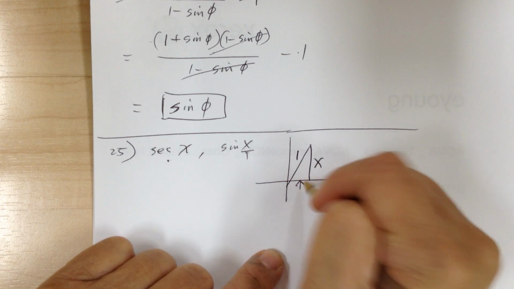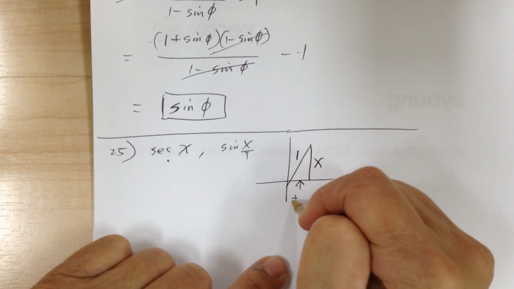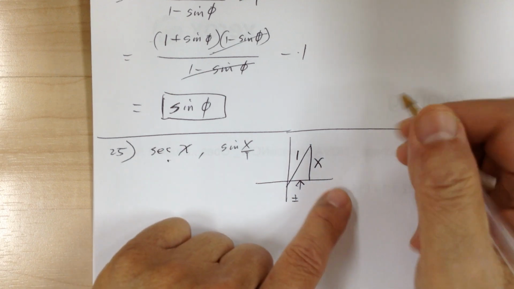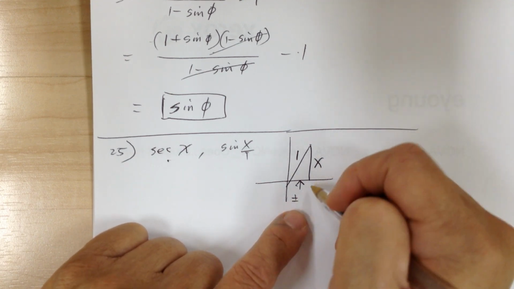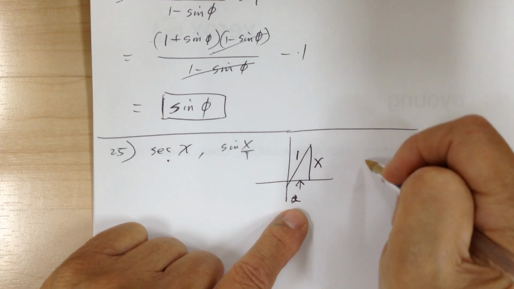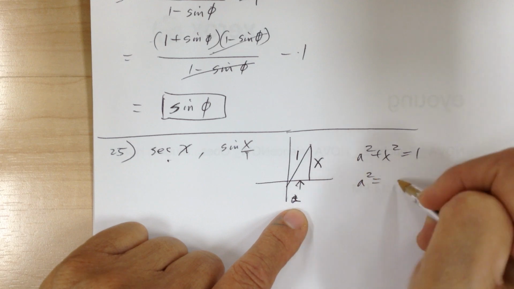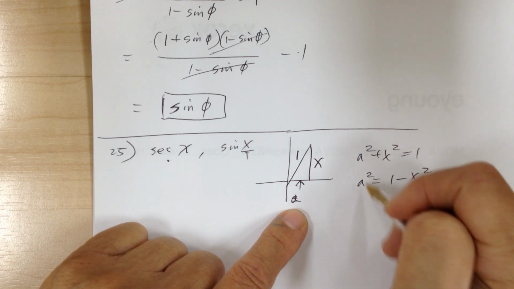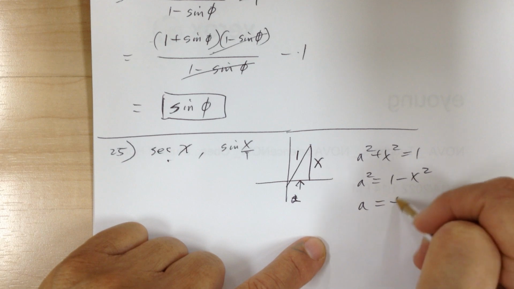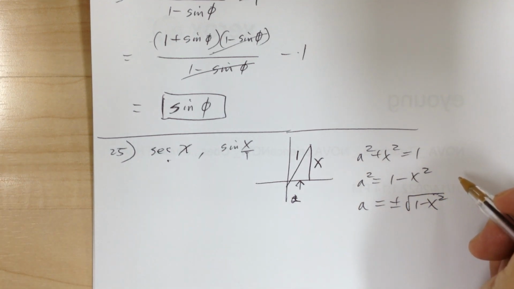So that means this over here, if you use the Pythagorean theorem, will equal plus or minus. Again, let's go and call this a. So you're going to get a squared plus x squared equal to 1. So a squared equal to 1 minus x squared. Take the square root, so a can be equal to plus or minus square root of 1 minus x squared.